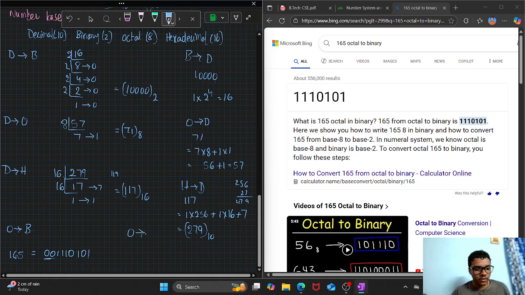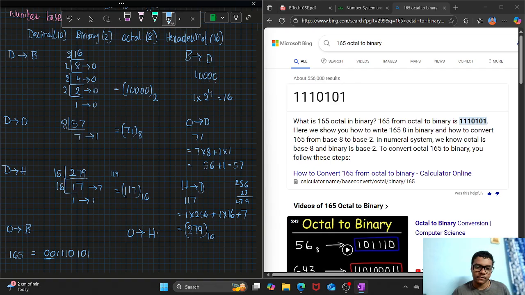And if you have to do octal to hexadecimal, you first do octal to binary, and then you can do binary to hexadecimal. Let's see how this works.